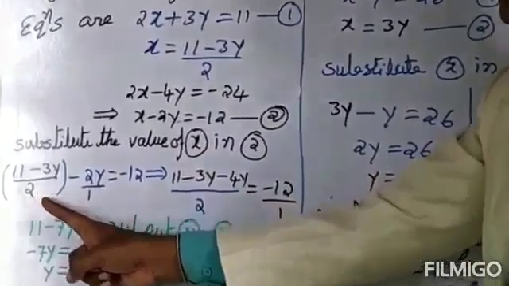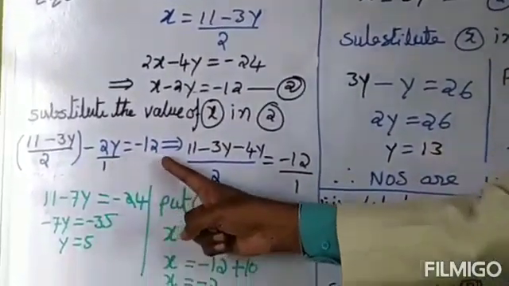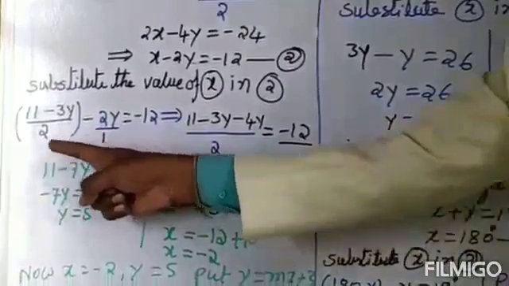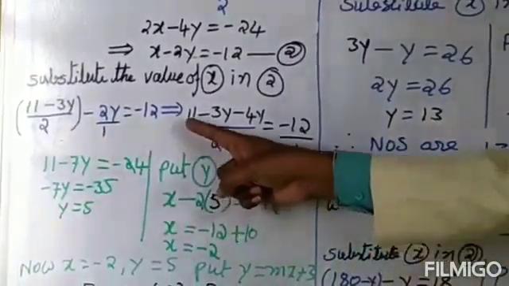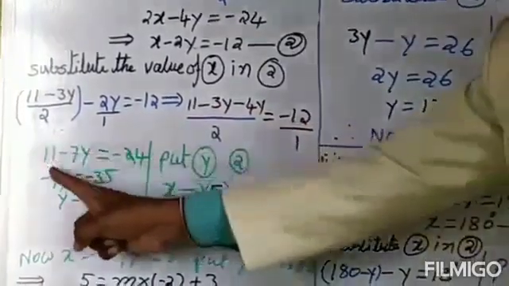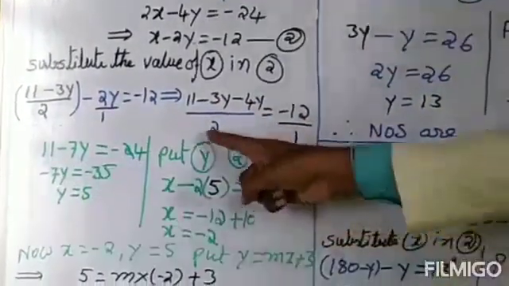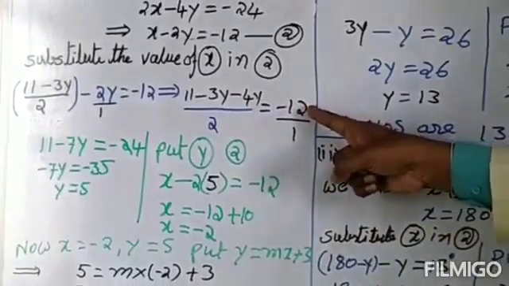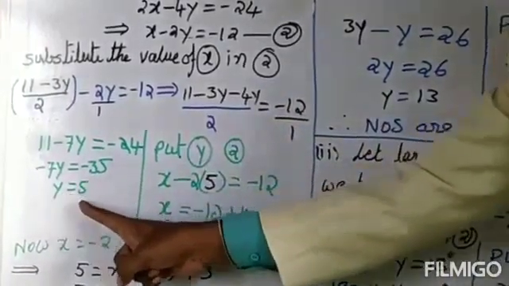That is x minus 2y equal to minus 12. So we are taking the LCM here, 2 ones are 2. So 11 minus 3y minus 4y equal to minus 24. So 11 minus 7y equal to minus 24, 2 into minus 12, by cross multiplication. So we are getting the y value equal to 5.